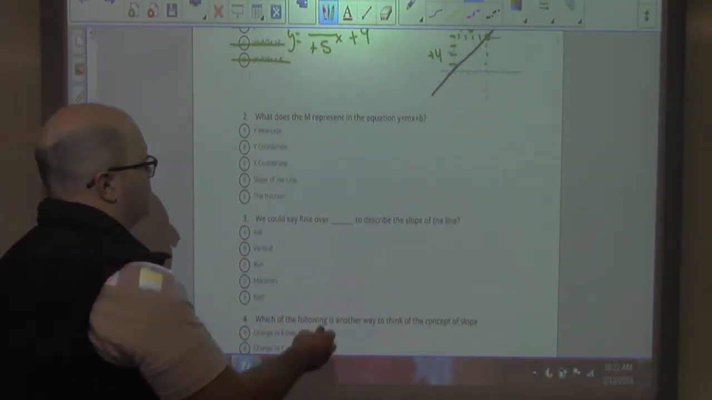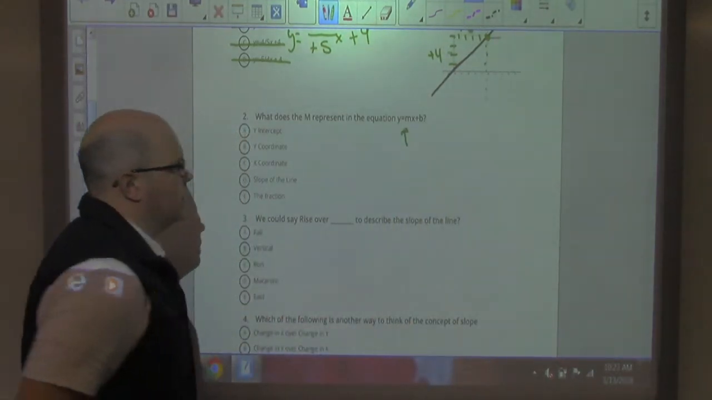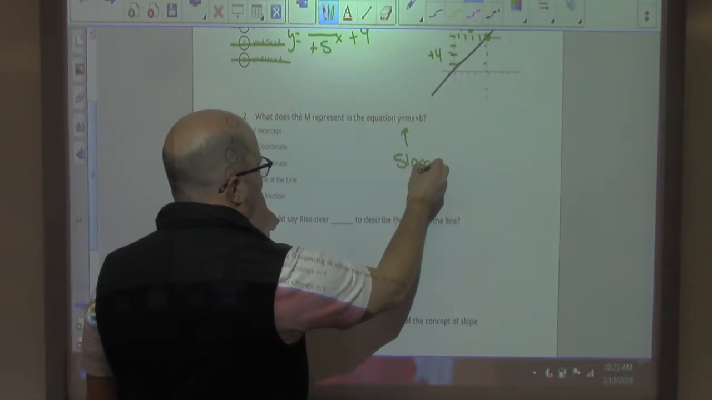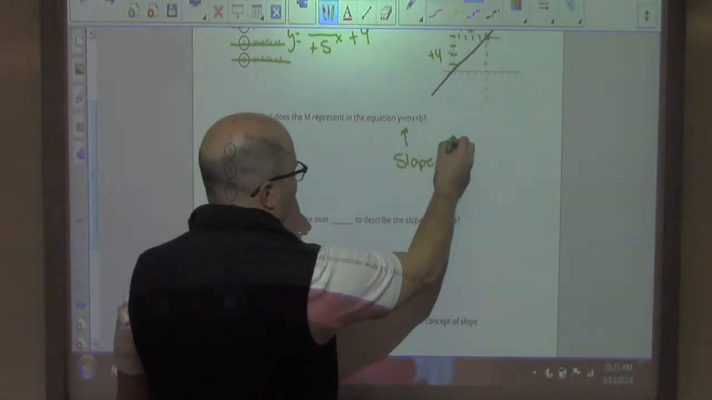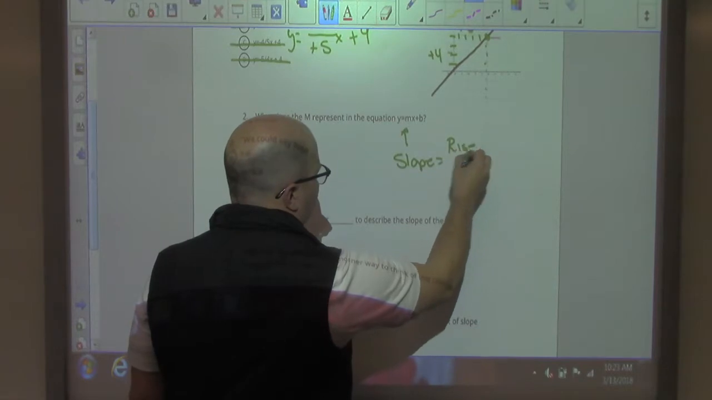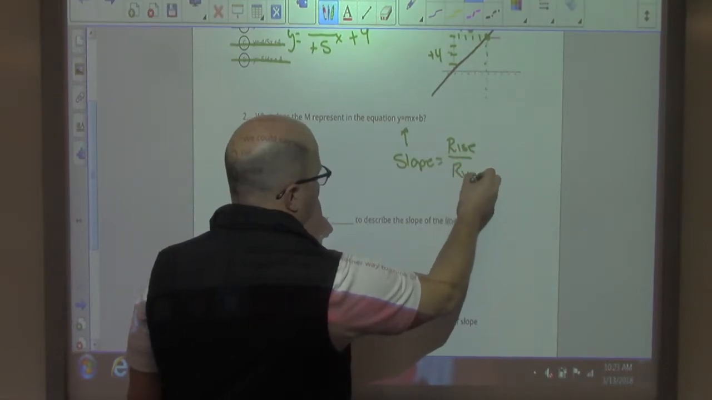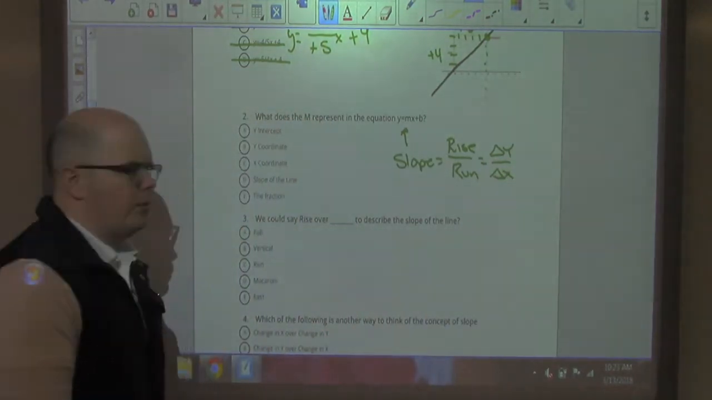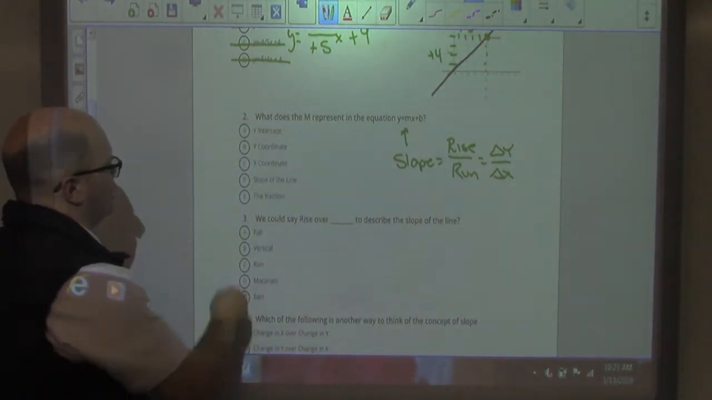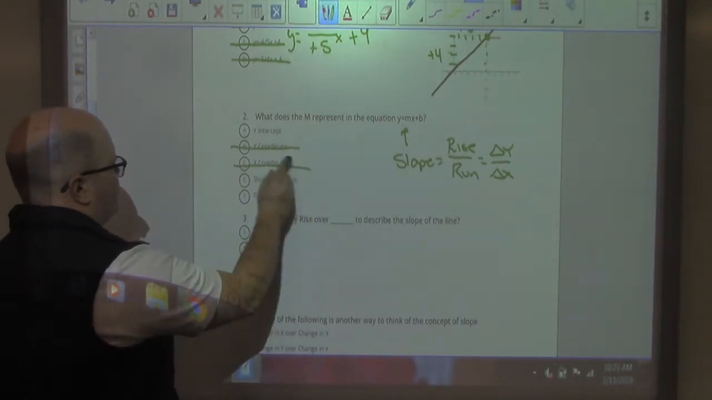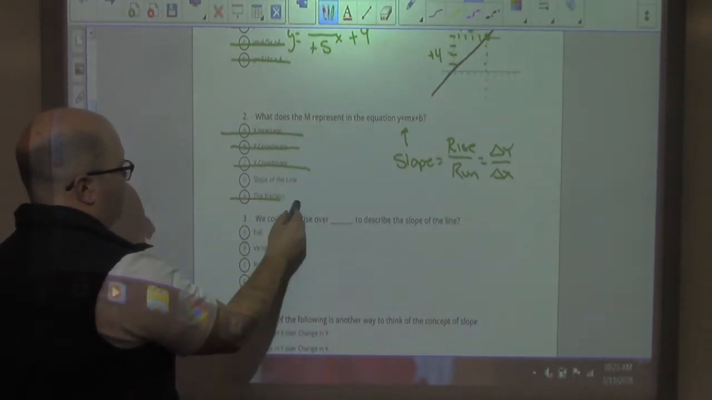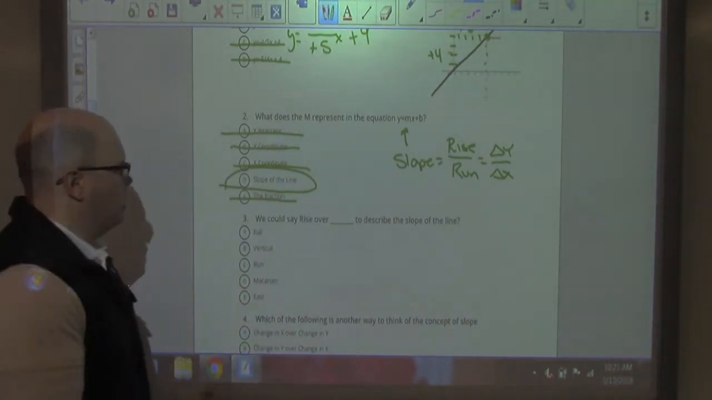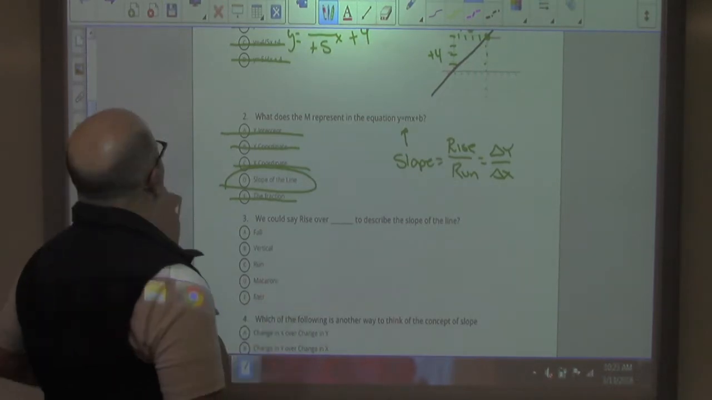The next question is asking, what does the m represent in this equation? Well, the m represents my slope, or we could call it my rise over my run, or my change in y over my change in x. Those would all be acceptable answers. If I look here, it's not my y coordinate, it's not my x coordinate, it's not my y-intercept, it's not a fraction all the time. It's always the slope of the line. So that is my slope, and that answer would be D.